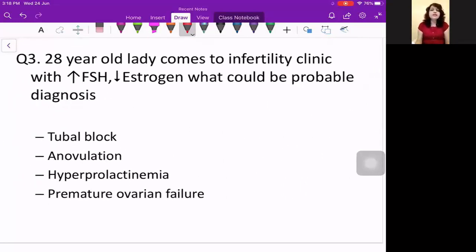Now proceeding to the next question. A 28-year-old lady comes to the infertility clinic with FSH high and estrogen reduced. What would be the probable diagnosis?